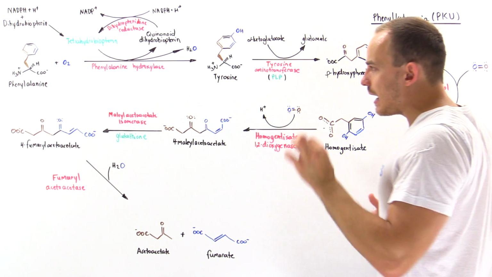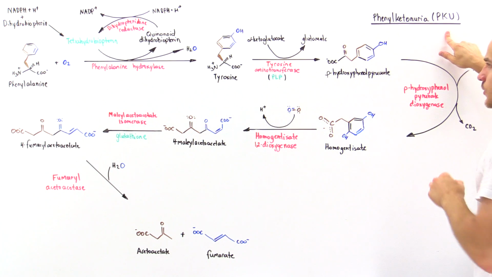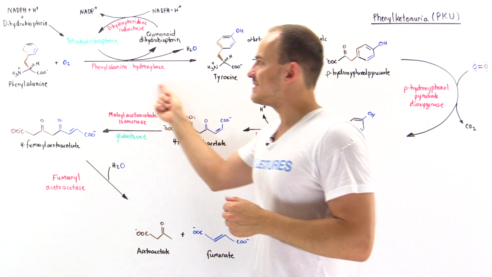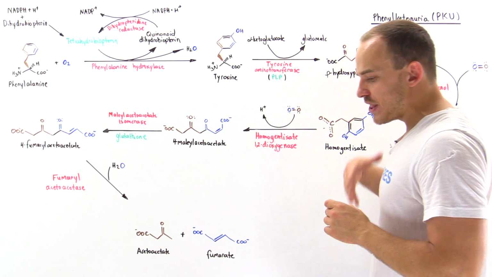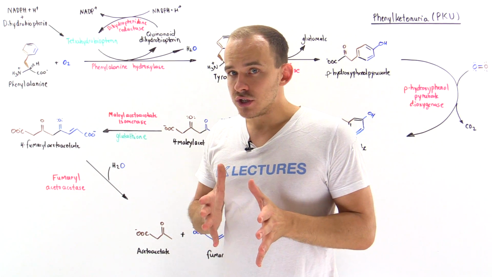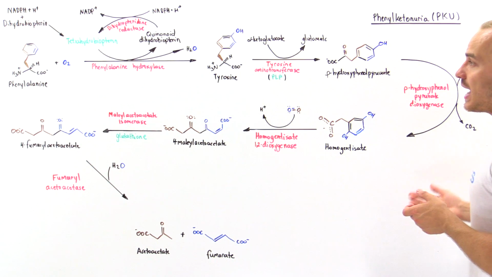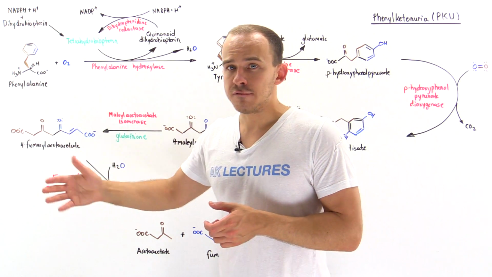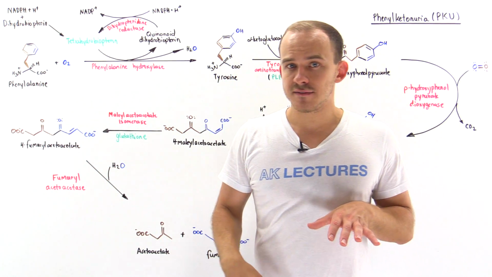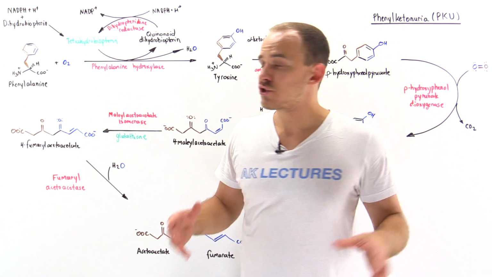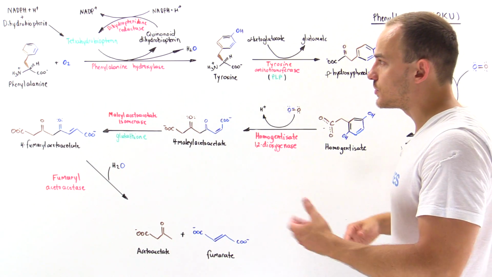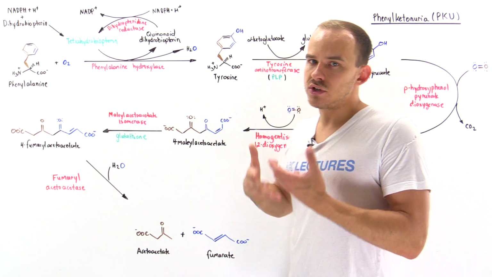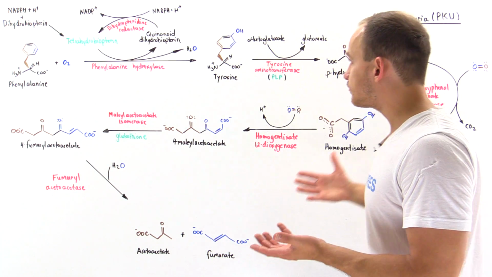Now, the most common cause of phenylketonuria is a defect in this enzyme. And this is an autosomal recessive disease. What that means is the patient, to have PKU, has to get a defective gene from the male parent and a defective gene from the female parent to actually develop symptoms of phenylketonuria. So carriers of this disease essentially grow up to be normal.